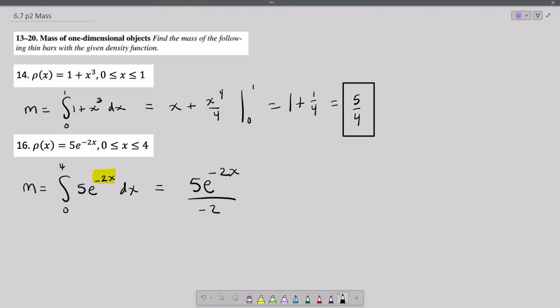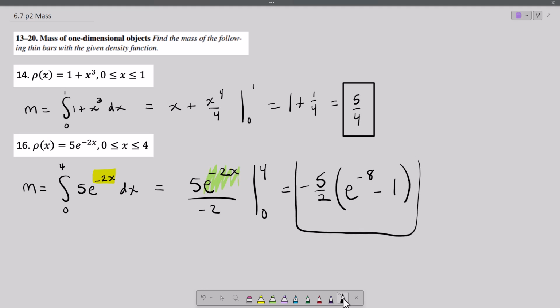So I heard you say a negative. So that is what it's going to end up being, which we could write as negative 5 halves. And then we could take this part right here as the antiderivative that we're going to plug the 0 and the 4 into. So we're going to have e to the negative 8 minus e to the 0, which is 1. So that would be our answer, and then units of mass, kilograms or grams.